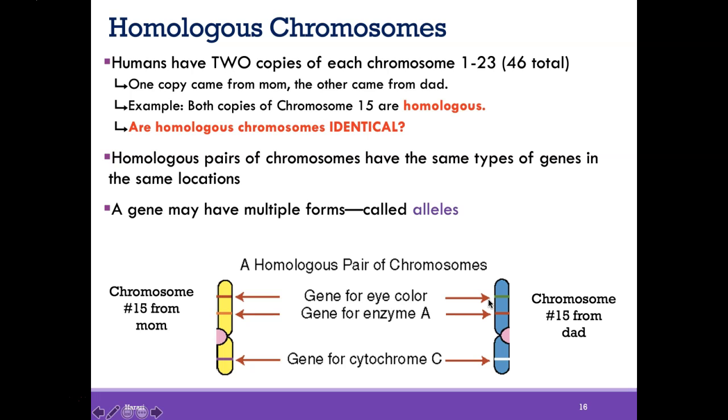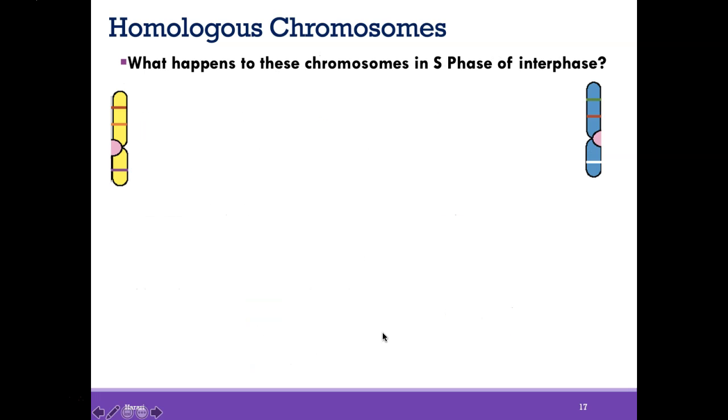An allele is like a flavor of a gene, right? So the eye color gene can have different flavors. It can have different alleles. So to summarize, homologous pairs of chromosomes have the same types of genes in the same locations, but there might be different versions of each gene at each location. So again, this might not make perfect sense. You might have to review this many, many times before it clicks, but it must click.